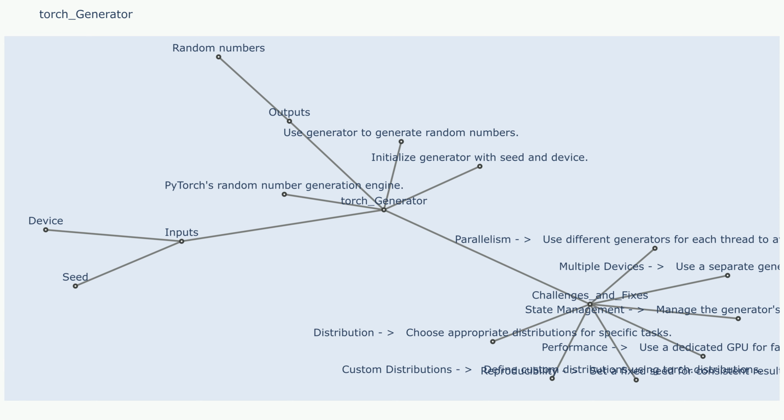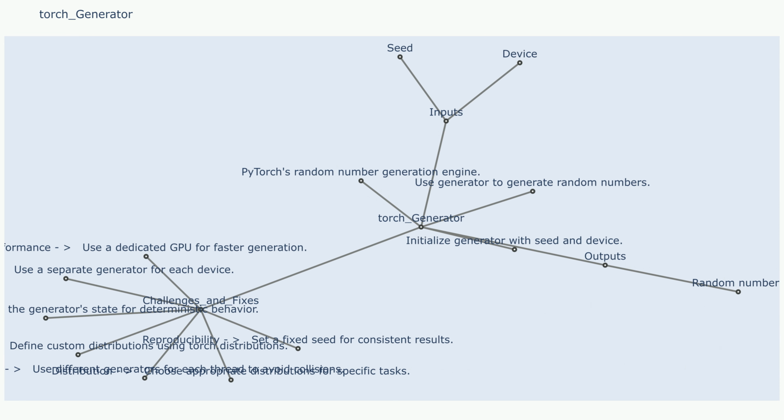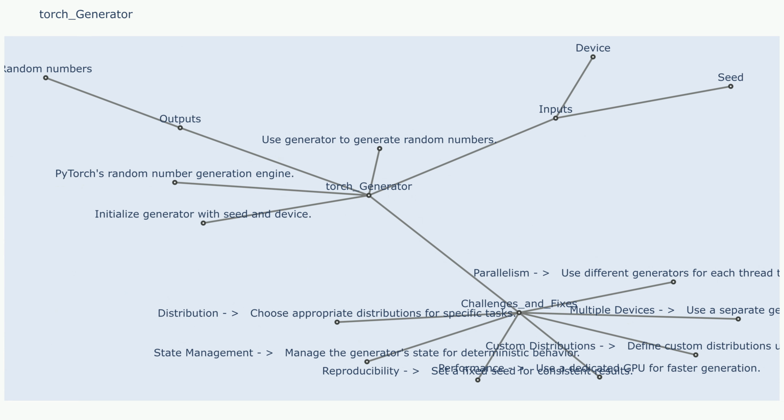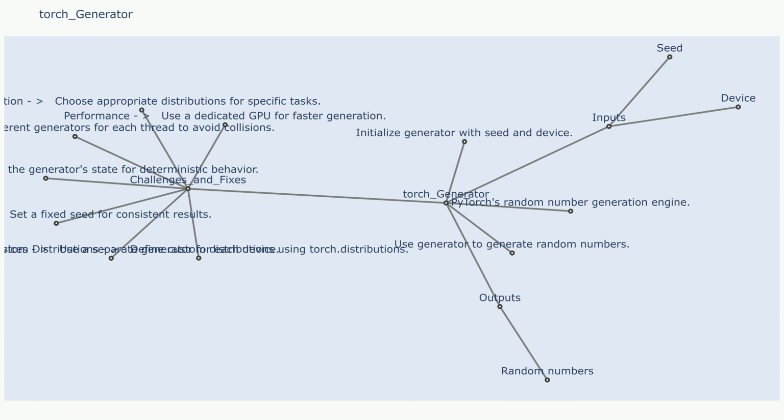Challenge 2: incorrect seed usage. Setting a seed at the wrong place in your code might not give you the desired deterministic behavior. Sample use case that resulted in challenge 2: setting the seed after some random number generation has already occurred might not achieve the intended reproducibility. Fixes to challenge 2: ensure you set the seed before any random operations in your code. If you are using multiple GPUs, you might need to set seeds for each device separately.